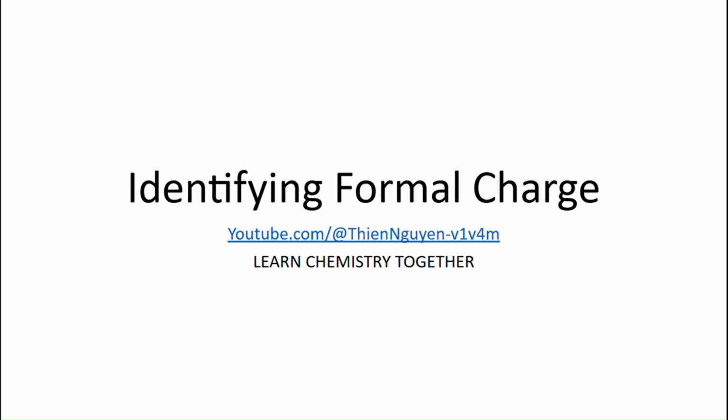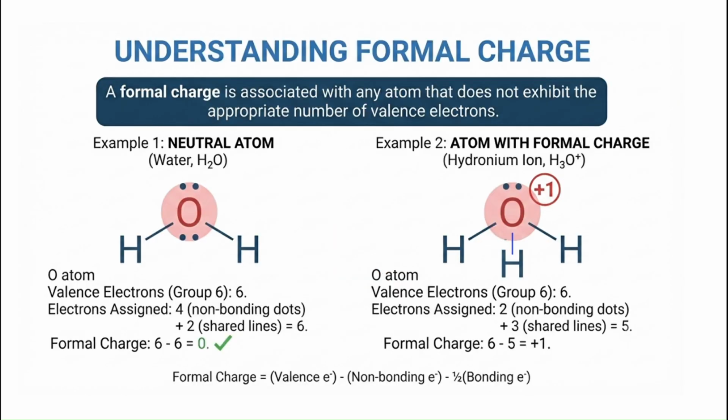This video is about identifying formal charge. Let's break down the concept of formal charge using water and the hydronium ion as our guides. A formal charge is associated with any atom that does not exhibit the appropriate number of valence electrons. To understand how this works, we compare an atom's expected valence electrons with the number of electrons assigned to it in a Lewis structure, calculated using non-bonding dots and shared bonding lines.